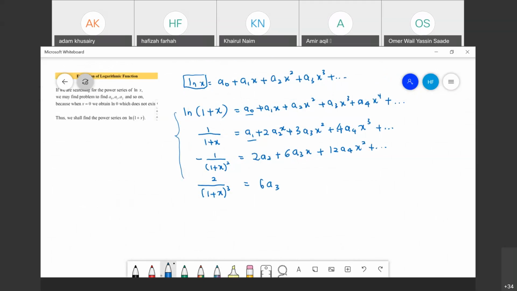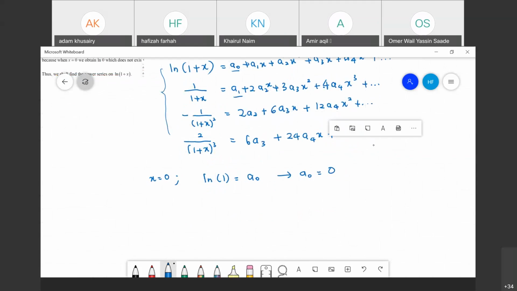Will be 6a3. Okay. Now we find that when x equals 0, we have here ln 1, which is equal to 0, so our A0 will be equal to 0. The next one is substitute into the second one, which will be 1 over 1 plus 0. So our A1 is equal to 1.